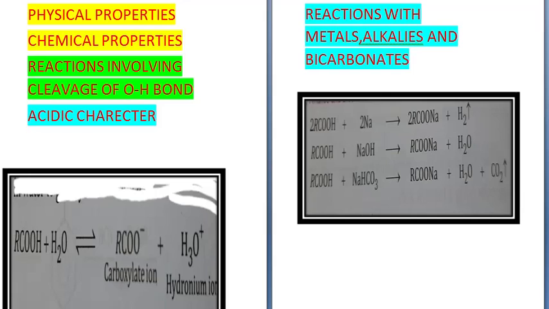Now, next is the chemical properties. First is the reactions which involve cleavage of OH group bond. So, in this, first is acidic character. Carboxylic acids ionize in water to give hydronium ion. RCOOH plus H2O gives you RCOO minus plus H3O plus. RCOO minus is carboxylate ion, H3O plus is hydronium ion.